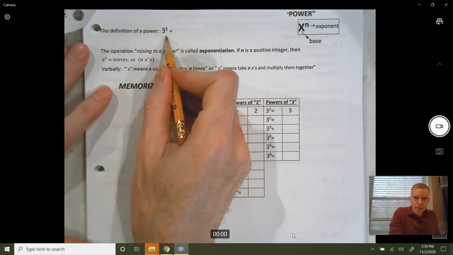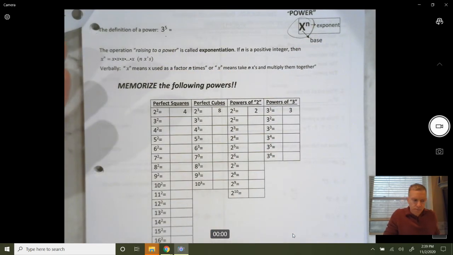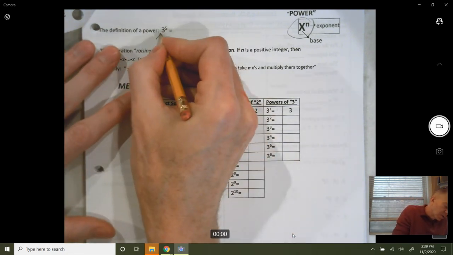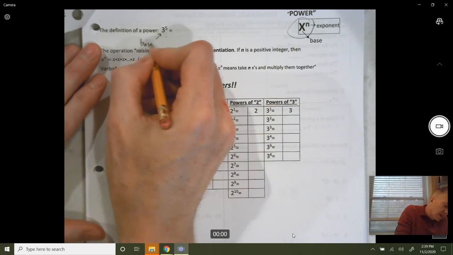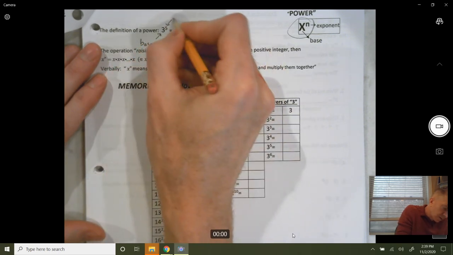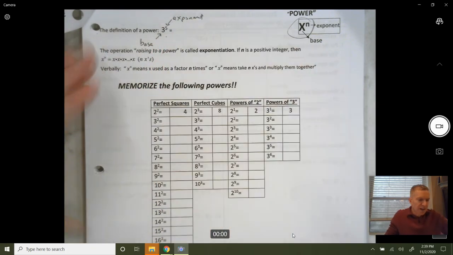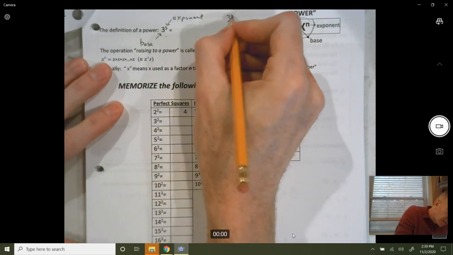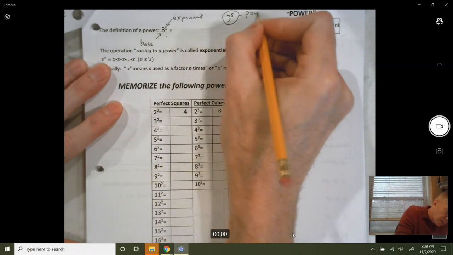When you have something like 3 to the 5th or x to the n, that's called a power. A power is made up of a base. So 3 is the base and 5 is the exponent. Okay. And then 3 to the 5th, the entire thing is called the power. 3 to the 5th, the whole thing together is called a power.